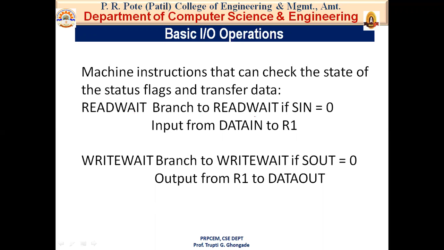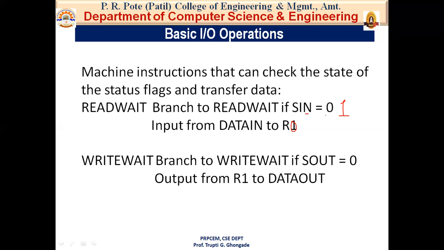Read wait: branch to read wait if S in is equal to 0. Input from data in to R0. The branch operation is usually implemented by two machine instructions. The first instruction tests the status flag and the second instruction performs the branch operation. So in simple words, the processor checks S in. If S in is 1, then it transfers data and again makes S in 0.